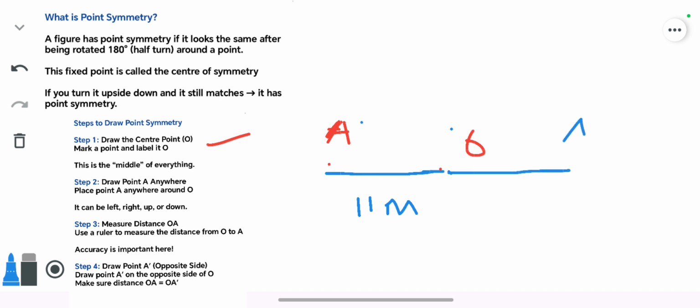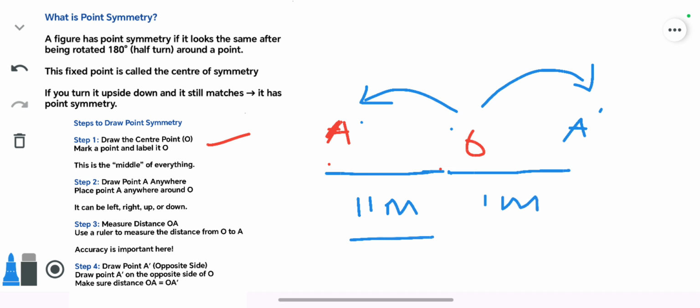And that's the opposite side. So make sure that point OA is equal to point OA. So if we have 11 meters here, then we are going to have 11 meters on this side here. I hope this is clear to you. Right, there we go. Simple steps you can use to draw point symmetry.